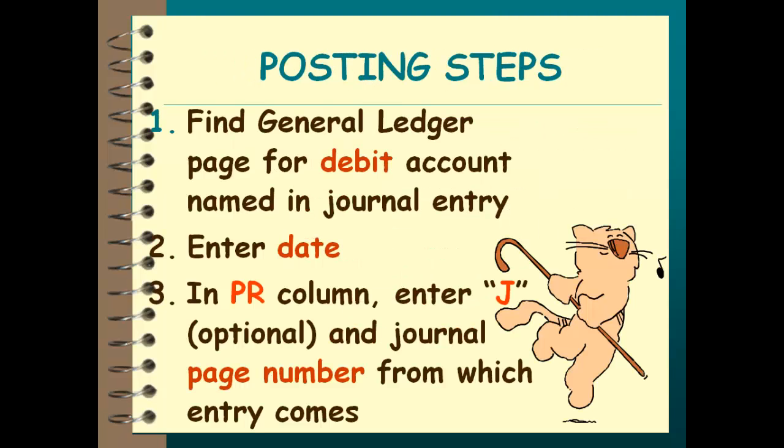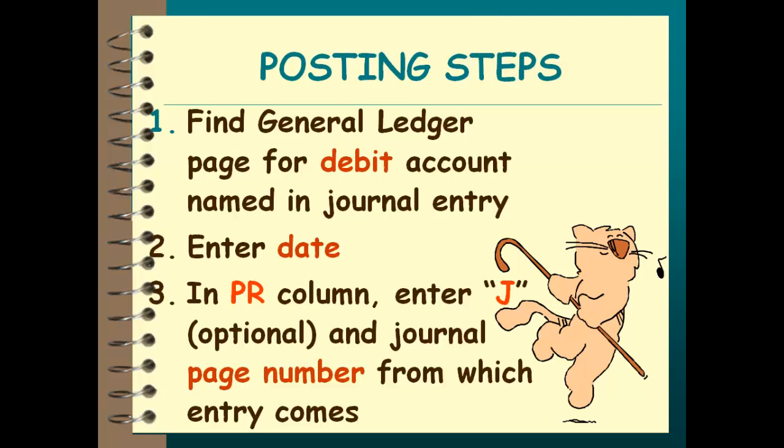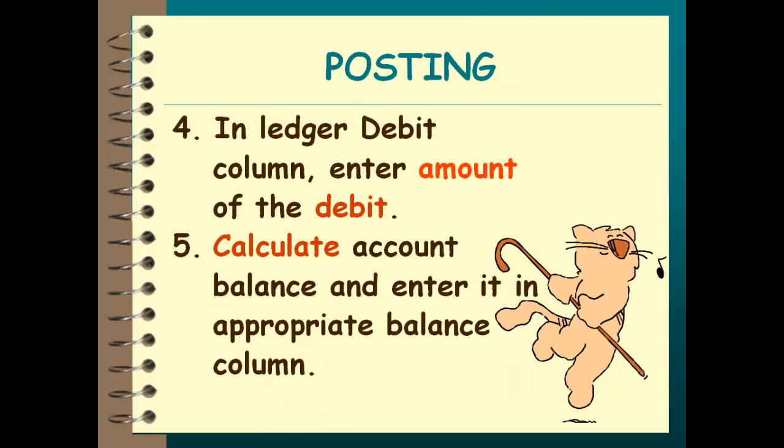How do we post? Let's suppose we have in the General Journal an entry that is a debit to cash. We will then go to the ledger, find the page that says cash. We are going to record the date of the entry. In the PR column, we are going to write the letter J and then the page number where it came from. So if it came from the General Journal page 6, we would put J6. I believe your book may simply put the 6 and not the J. I want you to put the J in front of it because somewhere down the line that's going to make something easier for you. We're going to put the amount in the debit column because it was a debit. Then we're going to calculate the balance and put it in the appropriate column.